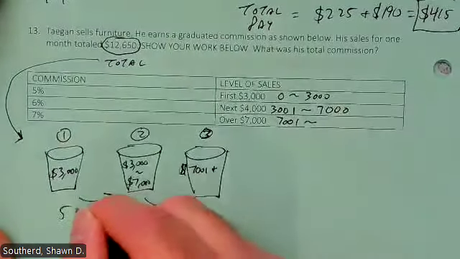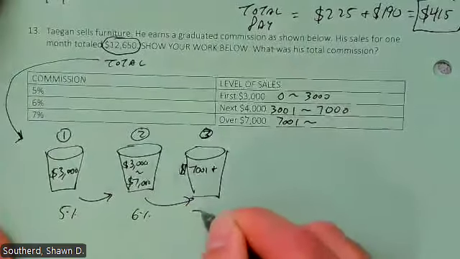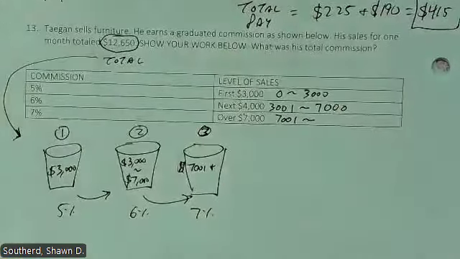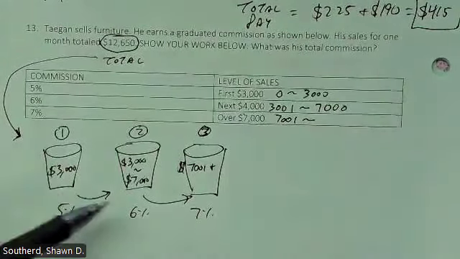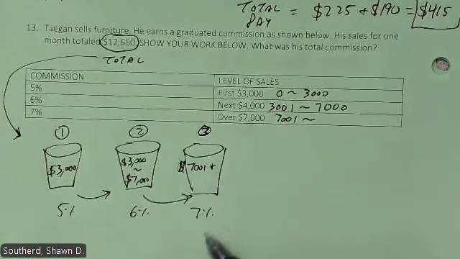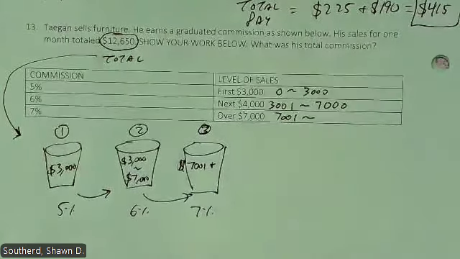Commissions wise, this gets 5%, this gets 6%, bucket number 3 gets 7%. And only this dollar amount, anything you sell over $7,000, is only getting that 7%. So you can't sit there and be like, oh, I sold $8,000 of stuff. If you sold $8,000 of stuff, only 1,000 of that is going to get the 7% commission.